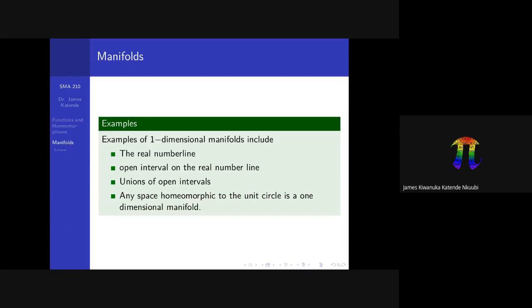If you pick any point along the circle, any neighborhood of that point will definitely be like an open interval that is bent. So it's just a continuous deformation of an open interval on the real line to fit onto the circle. That means that any point on the circle definitely has a basic neighborhood that is homeomorphic to an open interval of the real number line. So these are some examples of one-dimensional manifolds.